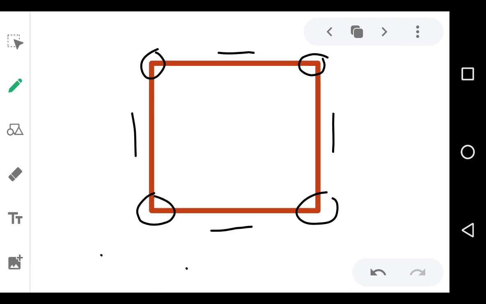Which sides are of equal length in a square? All the sides of a square are equal in length. See, all these sides are equal in length. Can you observe which type of angle does a square make? It makes a right angle. Here also it makes a right angle.